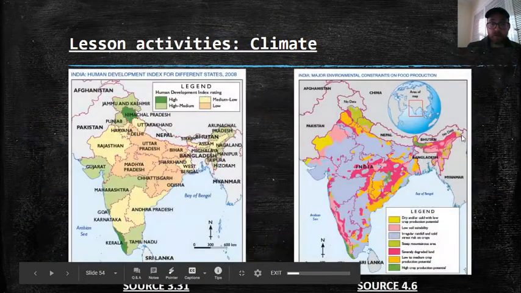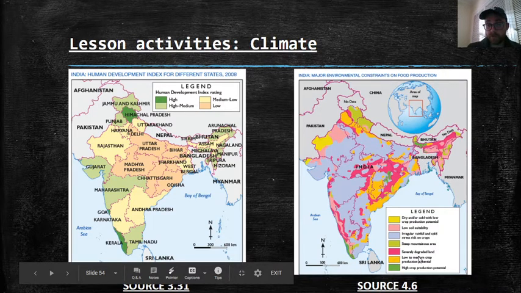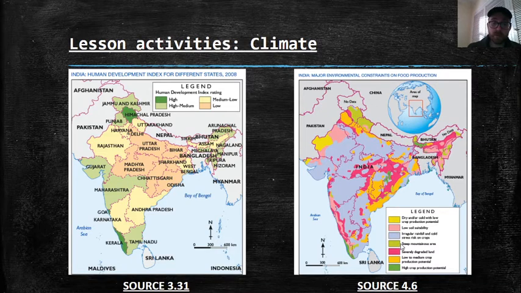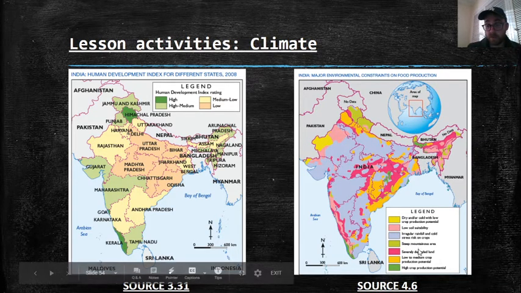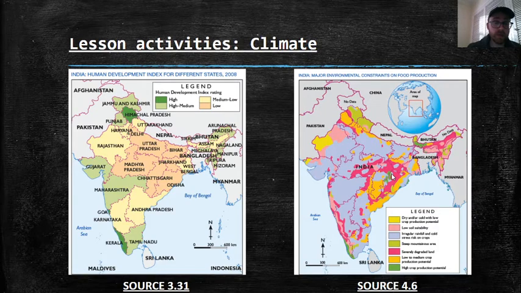you can see I've got two little maps of India on the next slide. So source 4.6 is a map of the environmental factors impacting food production in India. So the different colors are things that impact food production. So this light green color, it's too mountainous. There's too many steep, tall mountains in the area, so you can't grow food. In this pink area, pinkish purple, there's not enough good land to grow food. So the land is severely degraded. You can't grow food there.